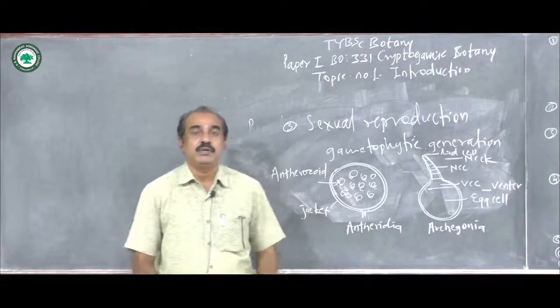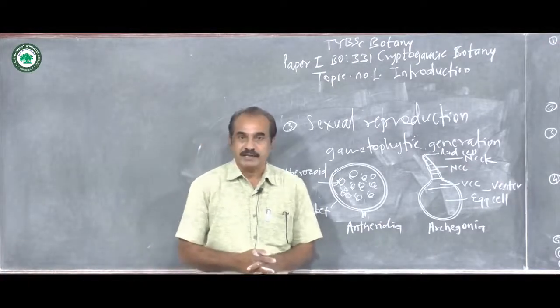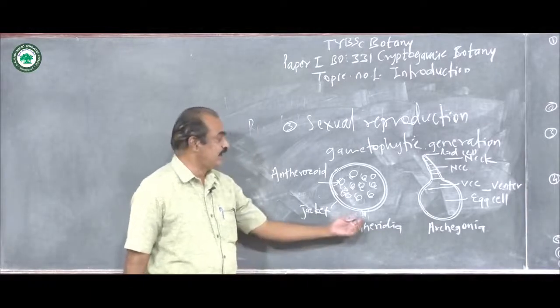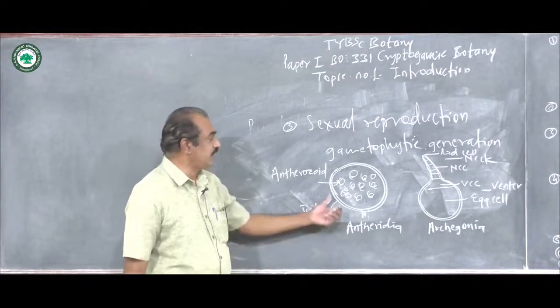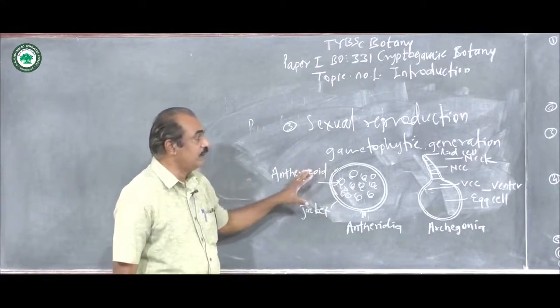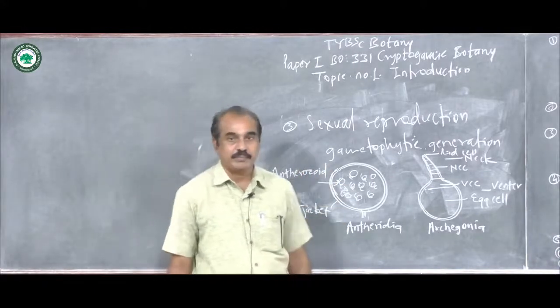They are developed on the gametophytic plant. First is the antheridia. The antheridia have a short stalk and a capsule with a wall which is called the jacket, and inside this a number of antherozoids develop.